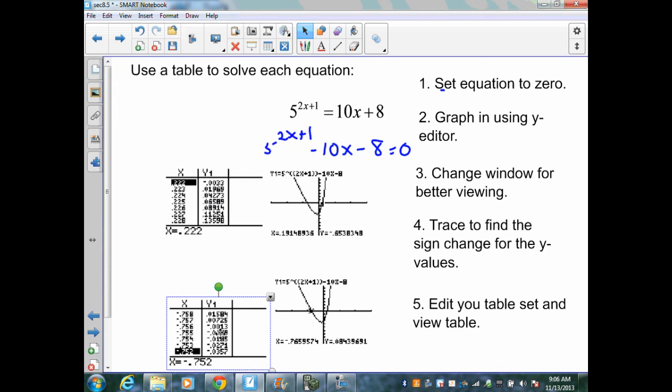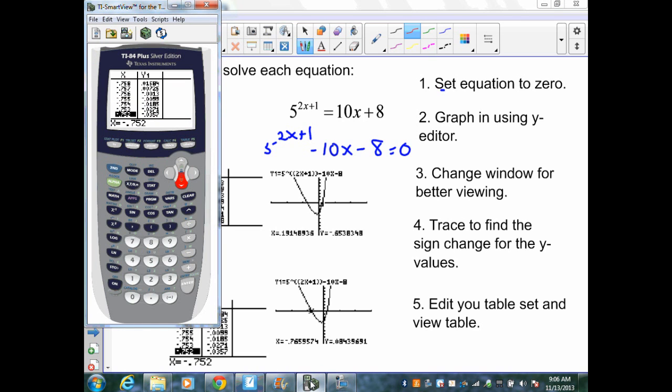So my two solutions for my problem are going to be here at 0.22 and here at negative 0.75. Of course, we could verify that better by going to second, calculate, and actually finding our 0, but I'll leave that up to you.